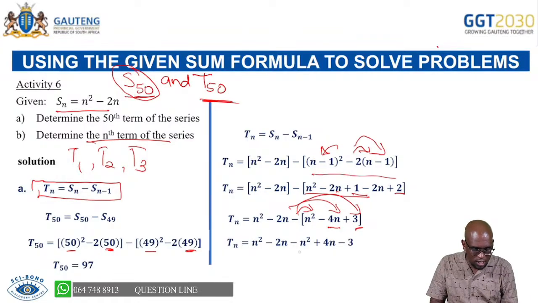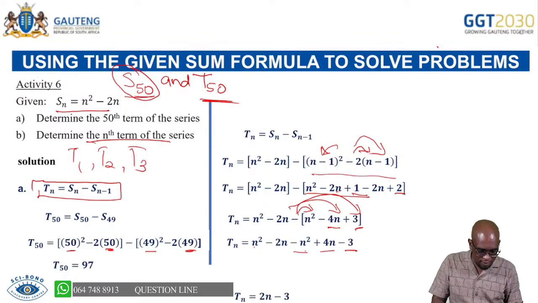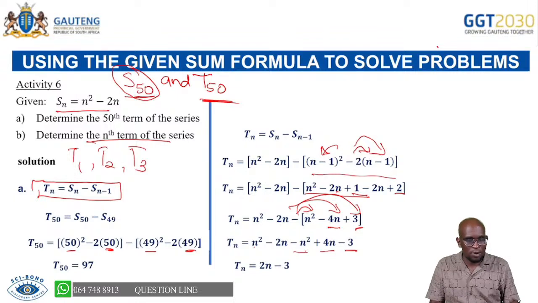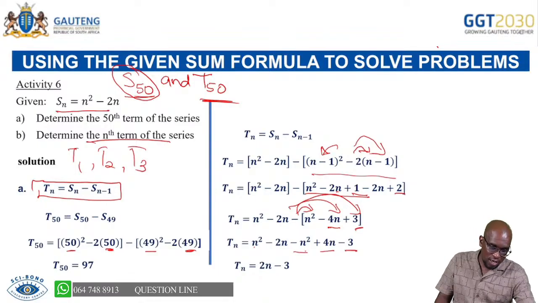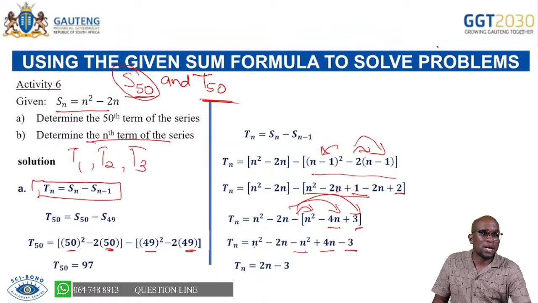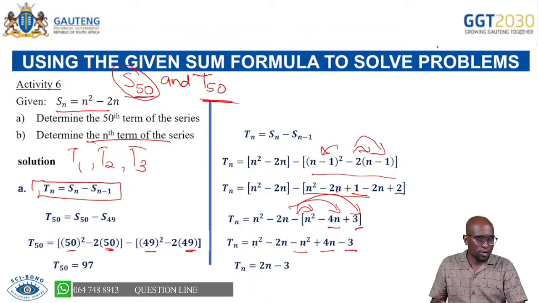We see that this would be negative n squared plus 4n minus 3. So when we simplify, the n squared and the negative n squared add to 0. Negative 2n and 4n add to 2n, and then you're left with negative 3. So you have that the nth term is 2n minus 3. So that is the way in which you were supposed to attempt that. I think that some of you might have gotten it correct. Those that did not, you now know how to work around it.